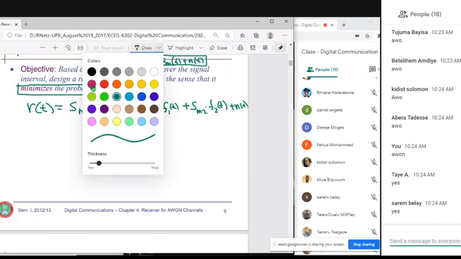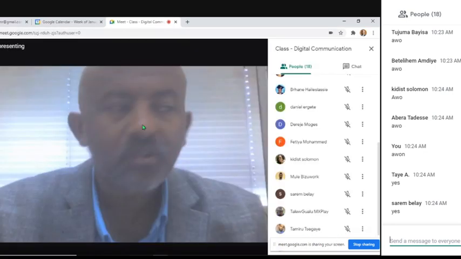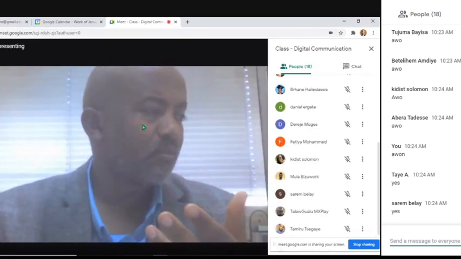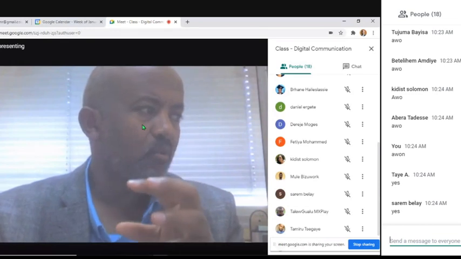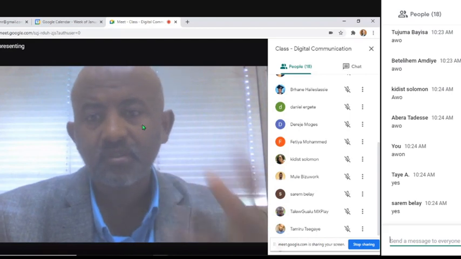So this part is nothing but s_m(t). Of course, this definition is valid over a symbol interval only. Outside of this symbol interval, both the signal and the noise component would be different. So what shall we do now? In the absence of noise, what we did was we projected, or correlated, the received waveform r(t) on each of the basis functions.